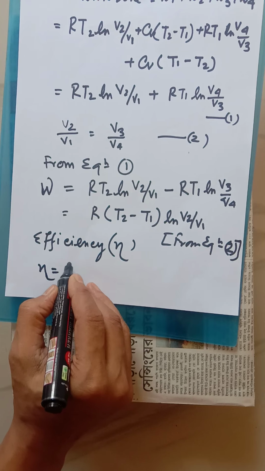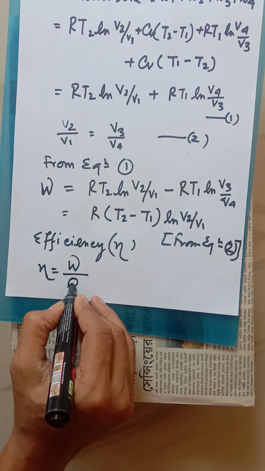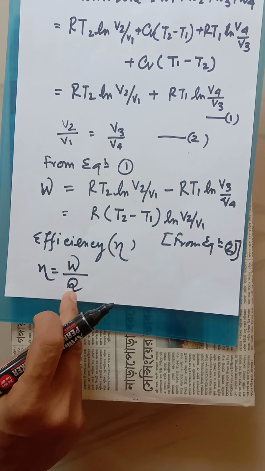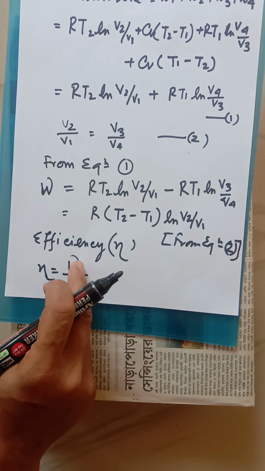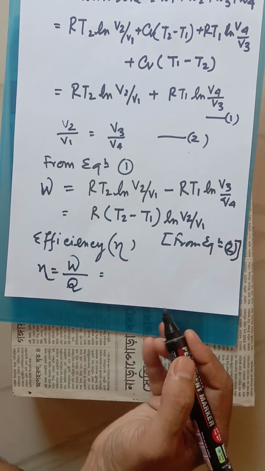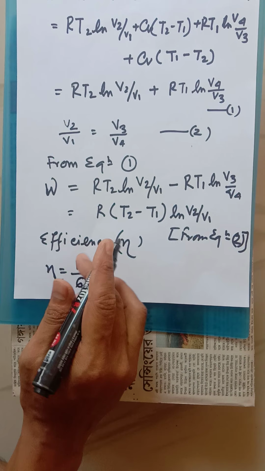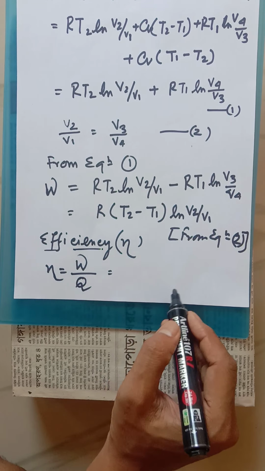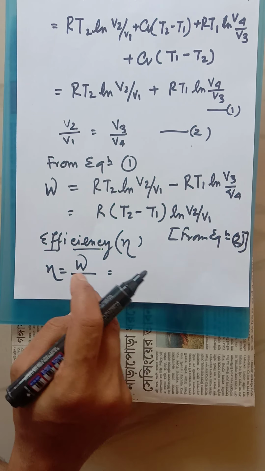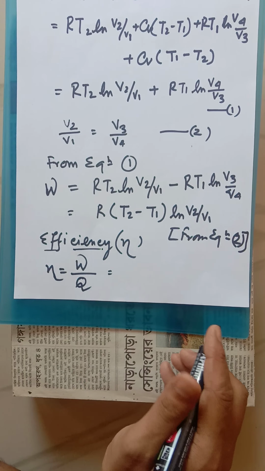Eta is equal to W by Q. That means the amount of work obtained divided by the amount of heat absorbed. So this is called efficiency. Efficiency is also an important term. A question may be asked: what do you mean by efficiency? It is the ratio between the work done and the amount of heat absorbed.